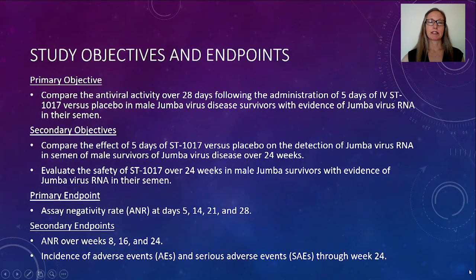The primary objective of the study is to compare the antiviral activity over 28 days following the administration of 5 days of intravenous ST-1017 versus placebo in male Jumba virus disease survivors with evidence of Jumba virus RNA in their semen. The primary endpoint shows that this objective will be assessed by examination of the assay negativity rate, or ANR, at days 5, 14, 21, and 28. The secondary objectives and endpoints will assess the longer-term antiviral activity and safety of the study drug.